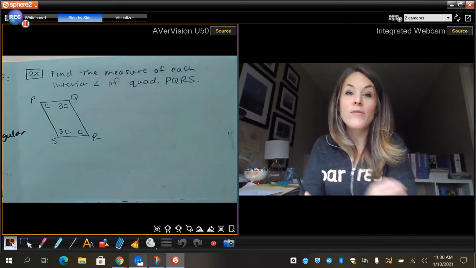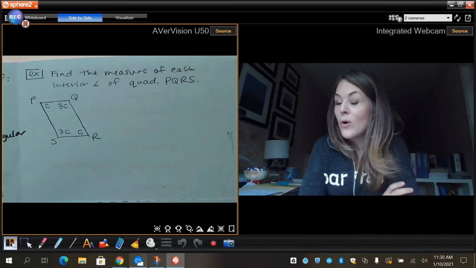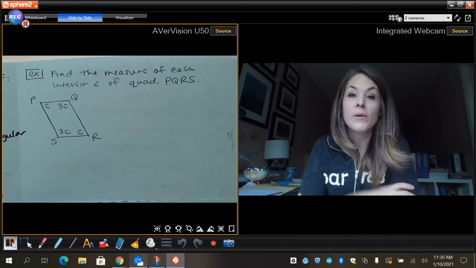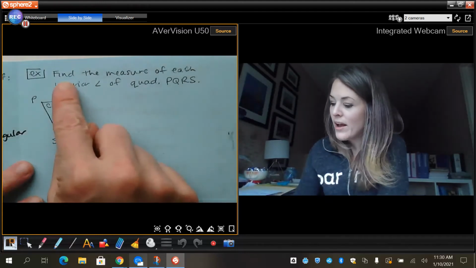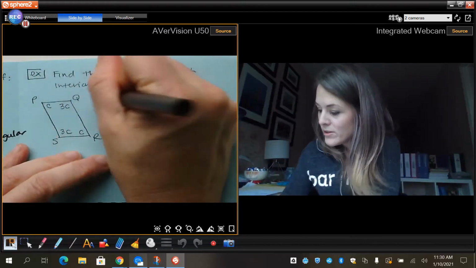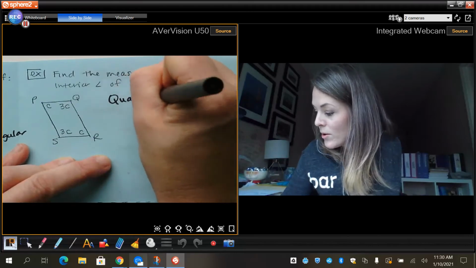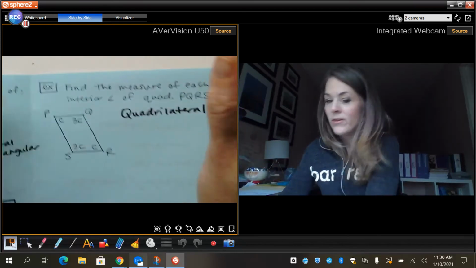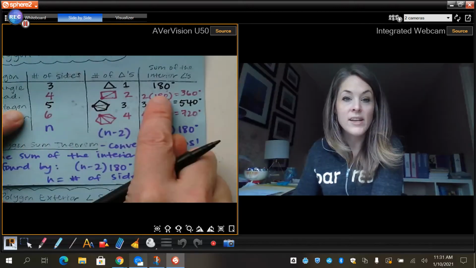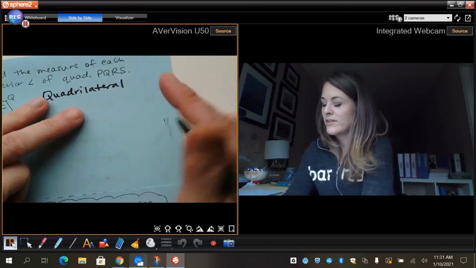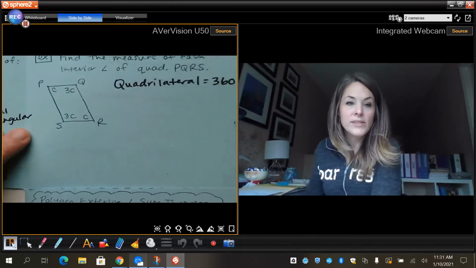Okay, one more example for interior angles. So you're going to have ones where you have to set up an equation and solve for a variable. So with these problems, you have to determine what the interior angles add up to first. So I have a quadrilateral. So you can use the n minus 2 times 180, or because it's a quadrilateral, we have it on the front here. So a quadrilateral is 4 sides. It's going to add up to 360 degrees. Okay, so the interior angles are all going to add up to 360.